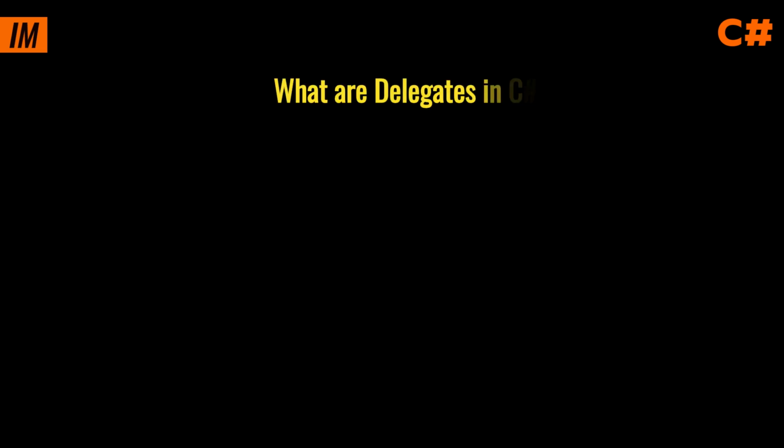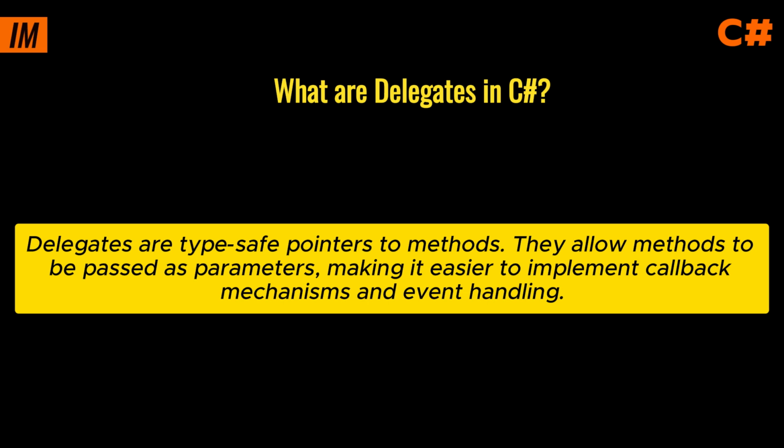What are delegates in C#? Delegates are type-safe pointers to methods. They allow methods to be passed as parameters, making it easier to implement callback mechanisms and event handling.